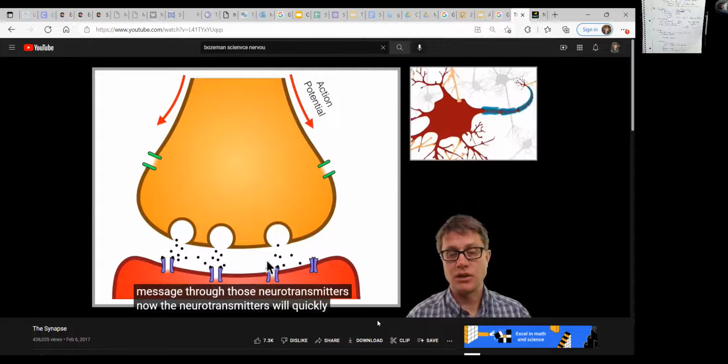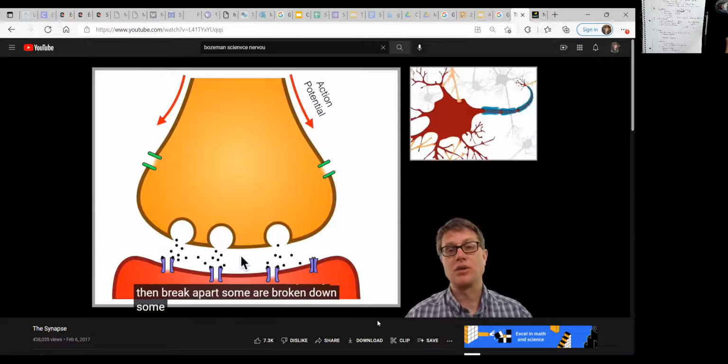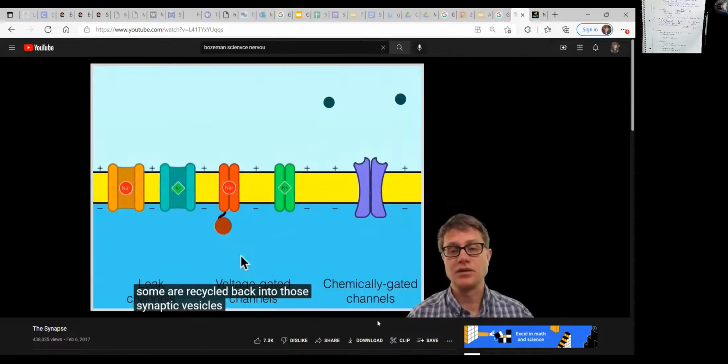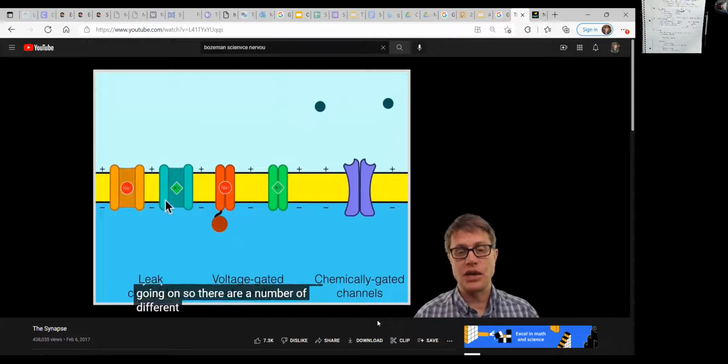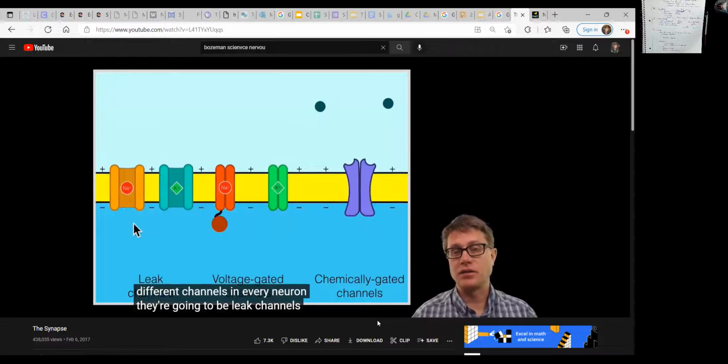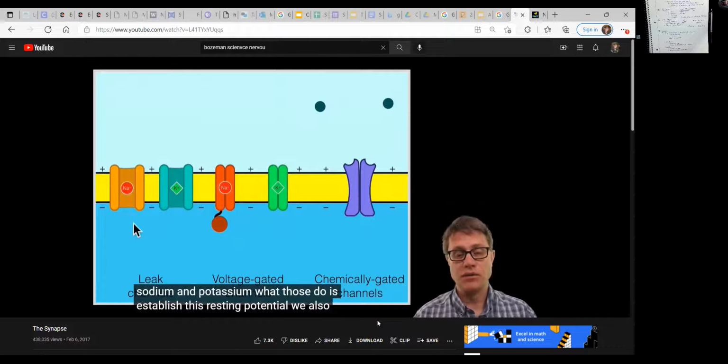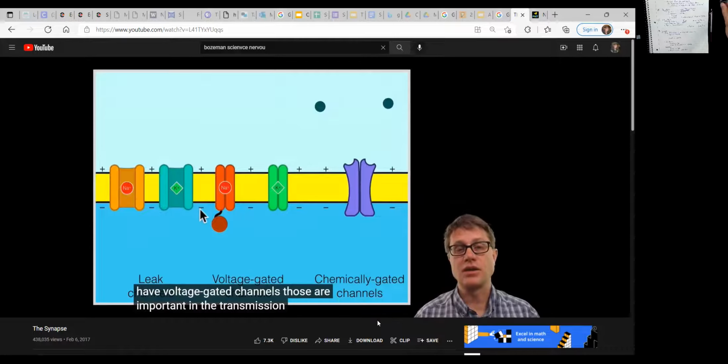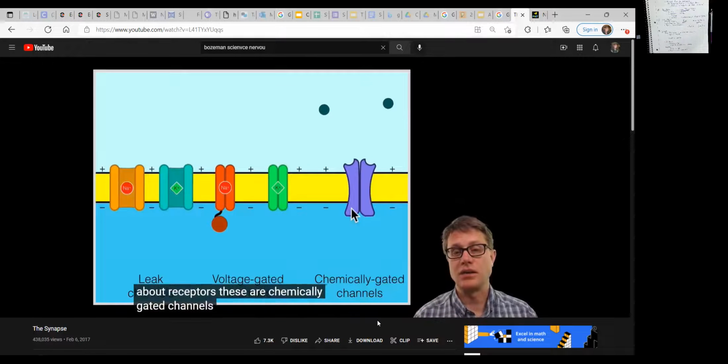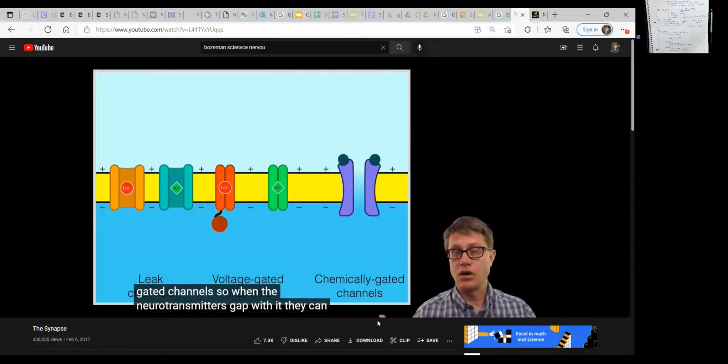Now the neurotransmitters will quickly then break apart. Some are broken down, some are recycled back into those synaptic vesicles. But let's see what's going on. So there are a number of different channels in every neuron. There are going to be leak channels for sodium and potassium. What those do is establish this resting potential. We also have voltage-gated channels. Those are important in the transmission of that action potential. But here we're talking about receptors. These are chemically gated channels. So when the neurotransmitters dock with it, they can open it up.